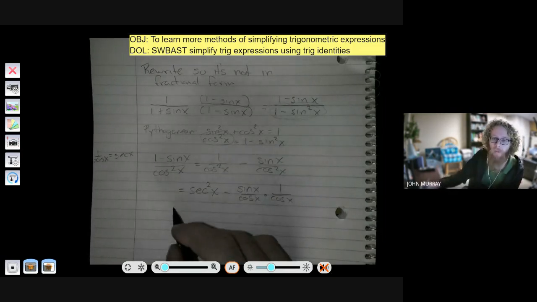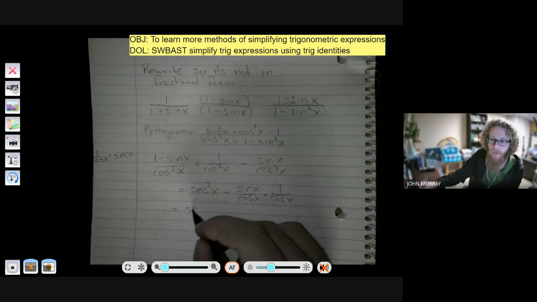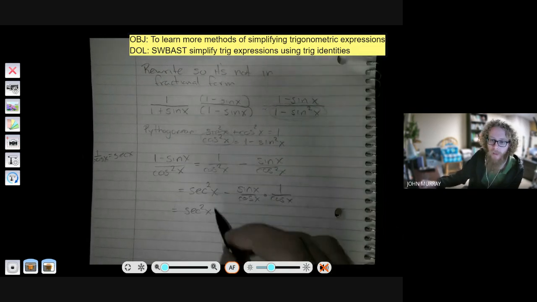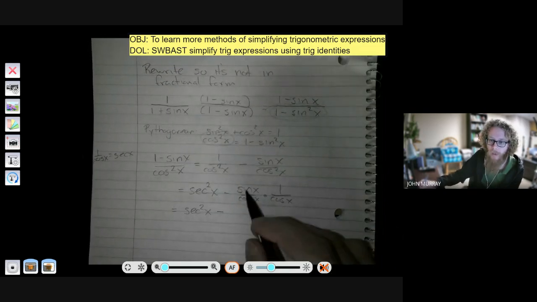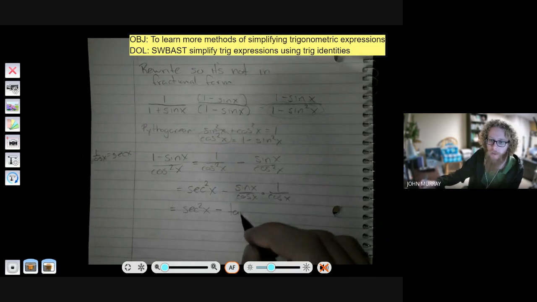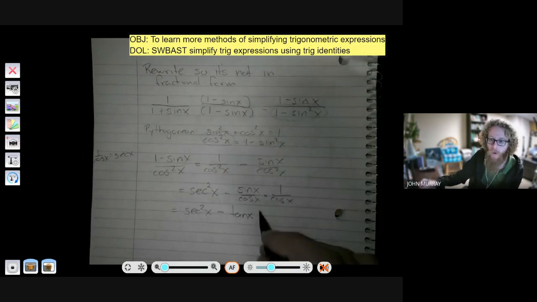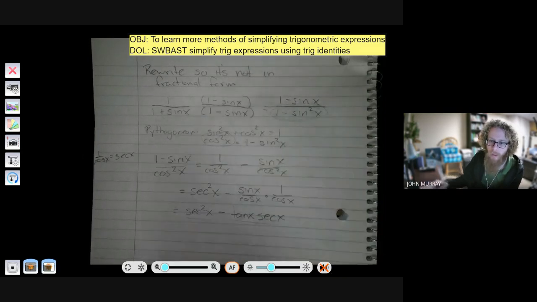And now each of these I can replace. I have secant squared x. I just bring that down. Minus, bring that down. Sine over cosine leaves me with tangent. And 1 over cosine leaves me with secant.